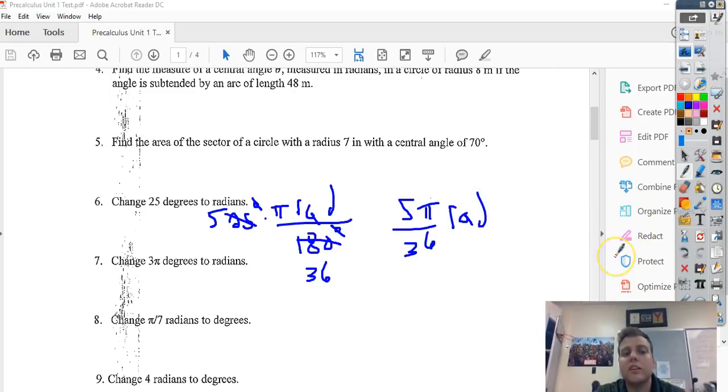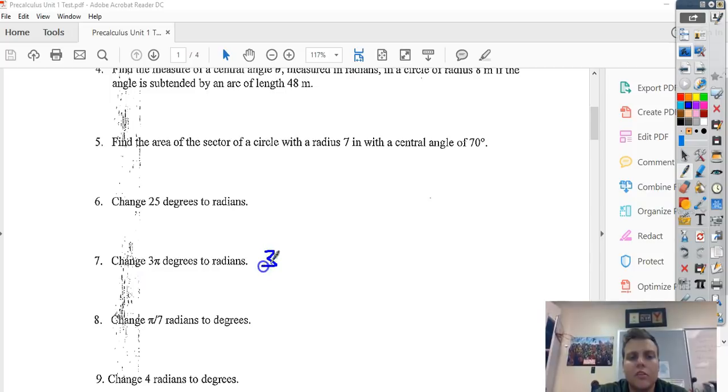Alright, let's try to do number 7. Number 7 is a tricky one because it says change 3 pi degrees to radians. So 3 pi degrees is 3 pi degrees. I went ahead and put my degree symbol there. Times, how did I change degrees to radians a second ago? I multiply by pi radians over 180 degrees. So I'm allowed to cancel out the degrees. I'm allowed to cancel out the 3 and the 180.